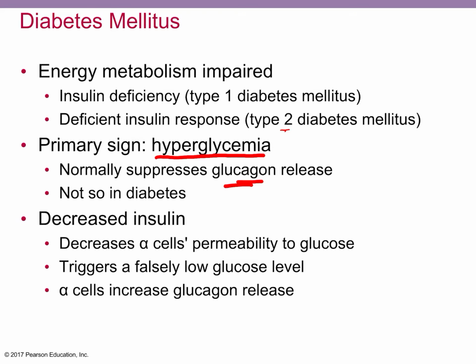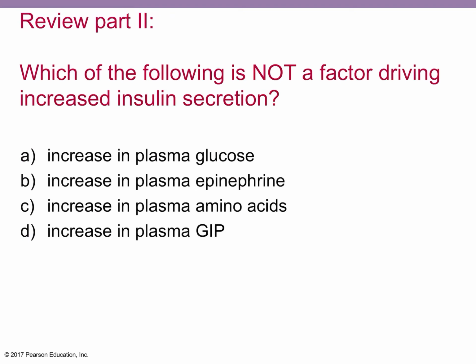Decreased insulin, right? There's a decreased amount of insulin, and this decreases the alpha cell's permeability to glucose. It triggers a falsely low glucose level, and the alpha cells increase glucagon release. So this is where your body thinks it's starving. So because your body thinks it's starving, glucagon's released, and it's going to start that catabolism of your body's energy sources, because there is this broken sort of detection of glucose levels.